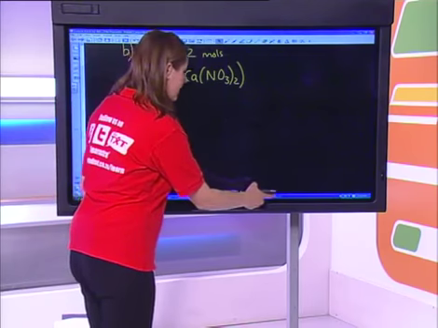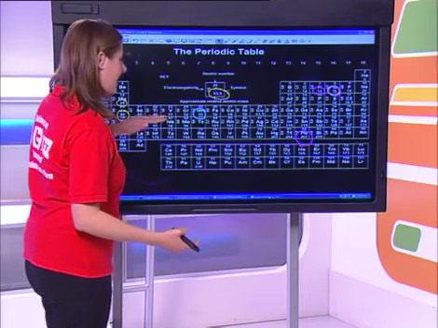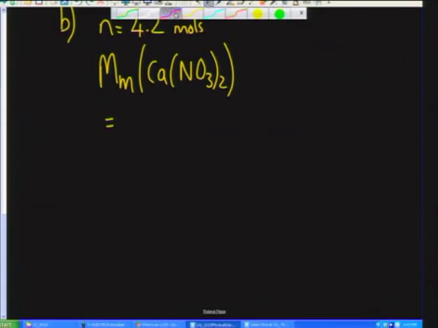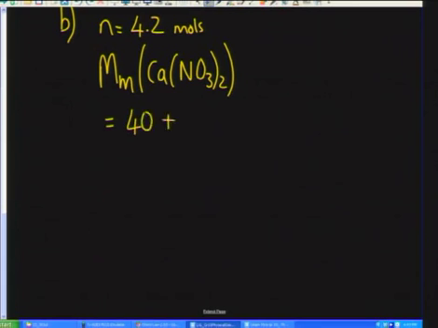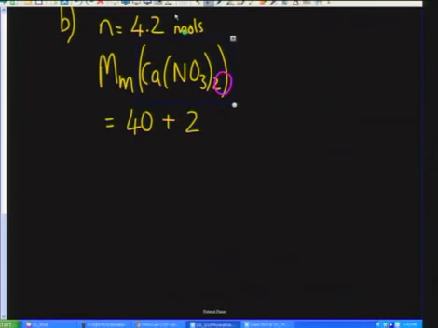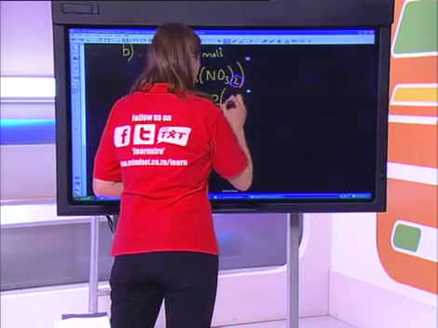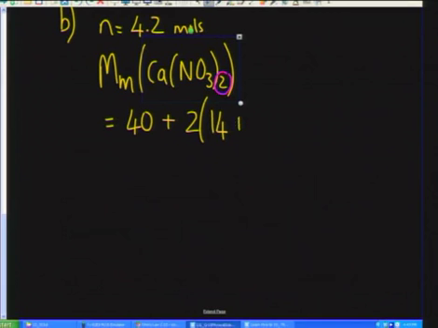Calcium. We used it earlier today. I can find it. Its calcium is 40. Nitrogen is 14. Oxygen is 16. I think that was all. So going across here, we've got, well, 40 for the calcium. Plus, now watch out, a big number 2, because notice this 2 at the bottom here applies to everything inside that bracket. So it's applying to the nitrogen and to the oxygen. So it's going to mean that I've got 2 nitrogen and then in total 6 oxygen, because it's 3 times the 16.